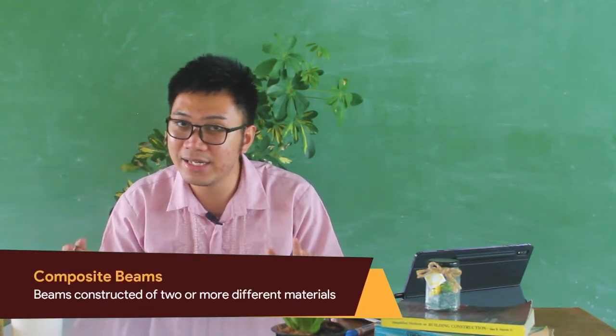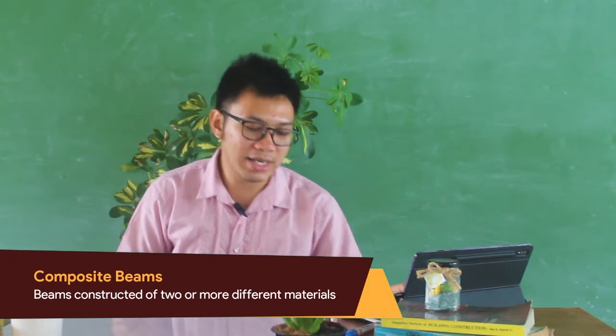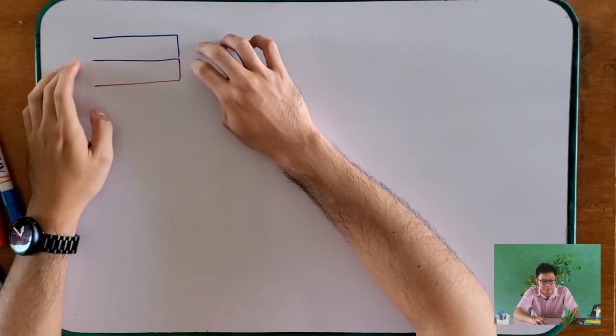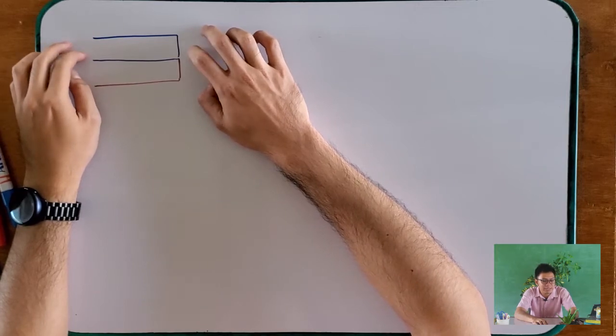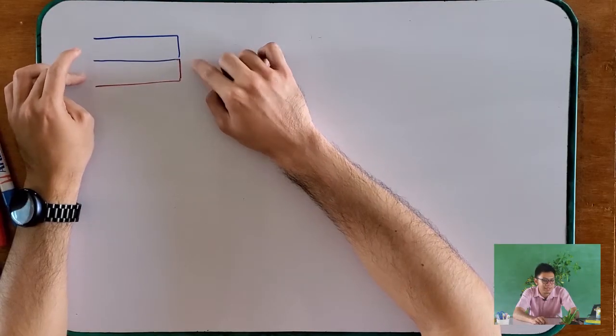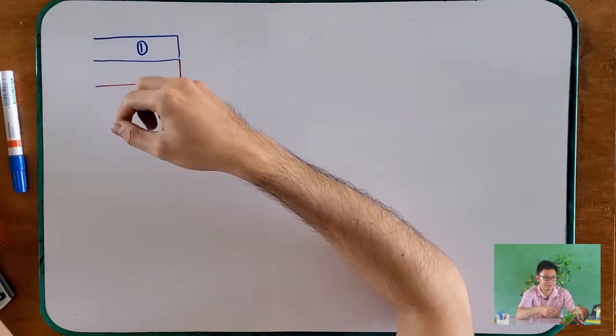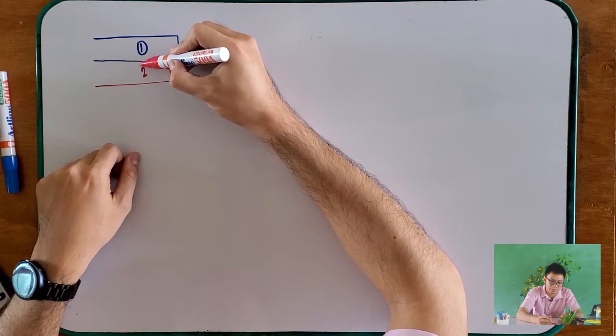A composite beam, maybe you can already understand, is basically a beam that is made of two materials. So for example, I have a beam here, in side view. This beam is a composite beam in which the upper half is made of a material that is stiff, and the lower half is made of a material that is less stiff. It is not as stiff compared to the upper one. Let's call this material 1 and material 2.